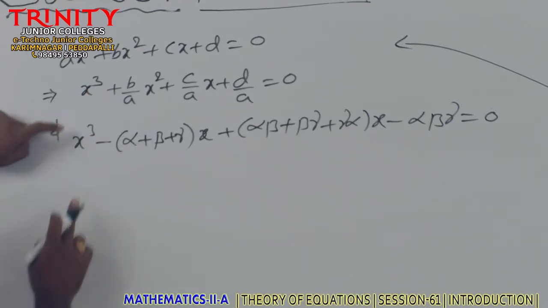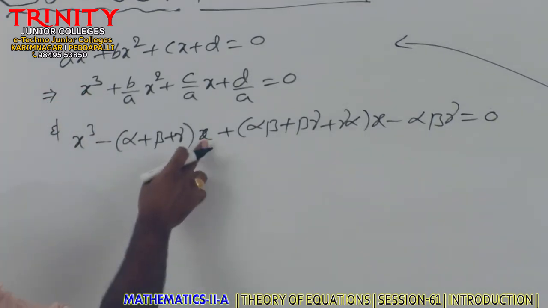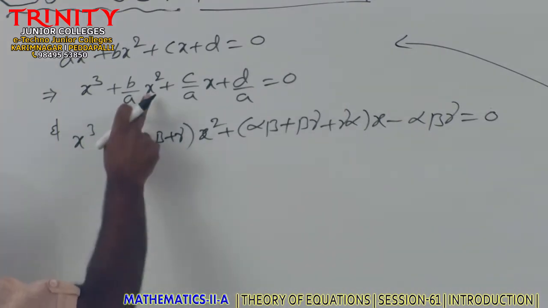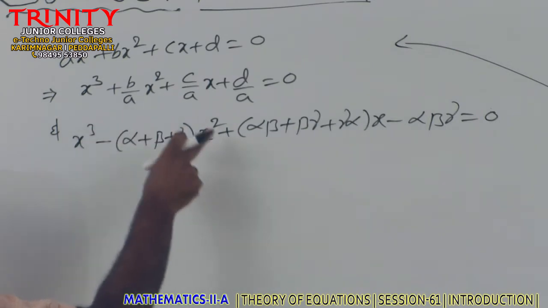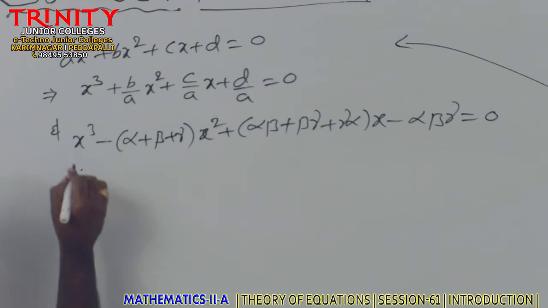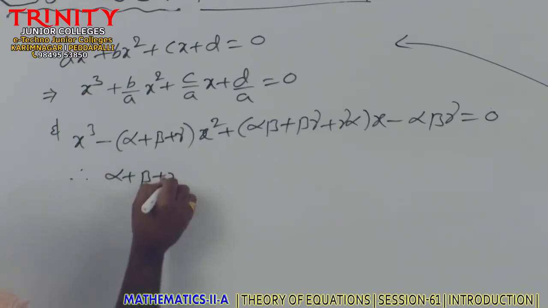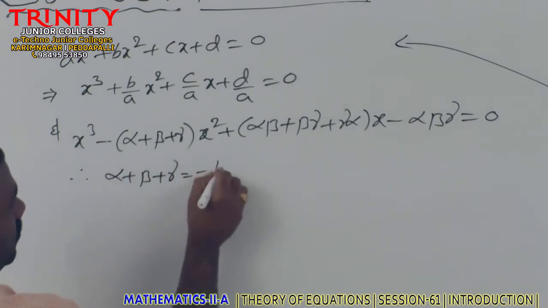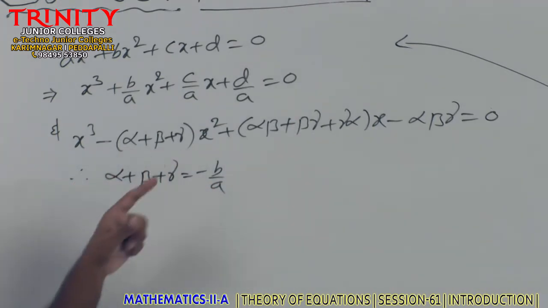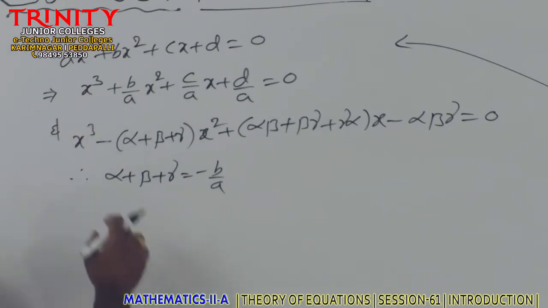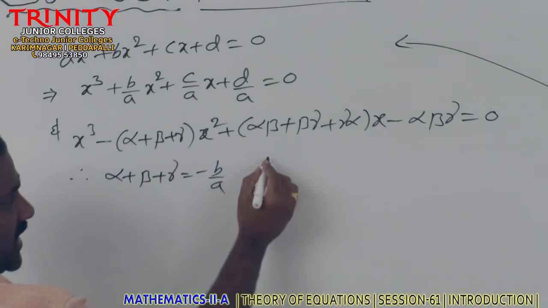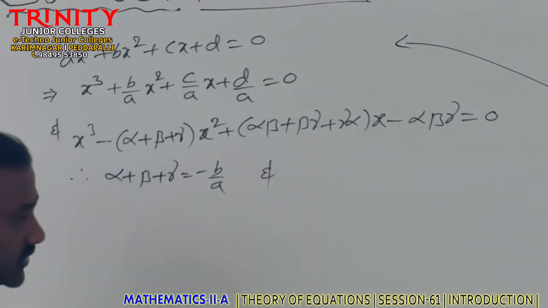Therefore, comparing these two equations, the x cube coefficients are equal, and this is x square, this is x. The x square coefficient here is b by a, and here the x square coefficient is minus (alpha plus beta plus gamma). Then the sum of the roots we can write as alpha plus beta plus gamma equal to minus b by a. Actually, here we have minus (alpha plus beta plus gamma), and here plus b by a, therefore we remove the minus sign. Then alpha plus beta plus gamma equals minus b by a. This is the sum of the roots.